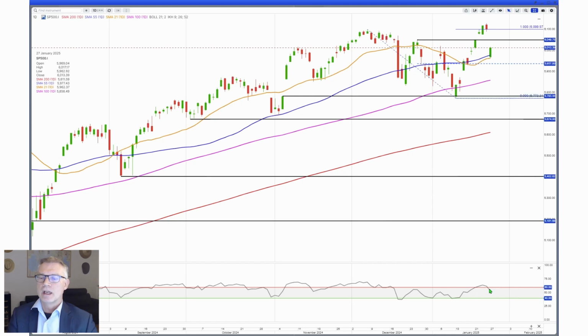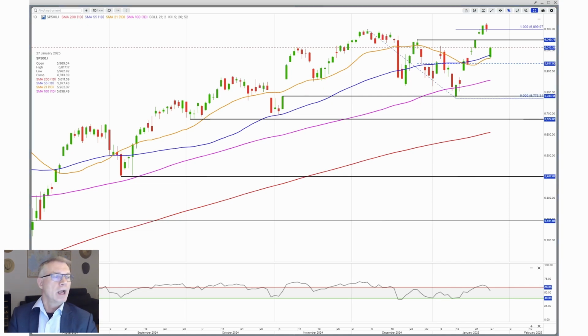The RSI is still in a positive sentiment. Yes, I know we dipped below the 60 threshold, but it needs to close below the 40 threshold to confirm a bearish or negative sentiment. So it's still a little bit up in the air. So let's talk about it again in about a week.